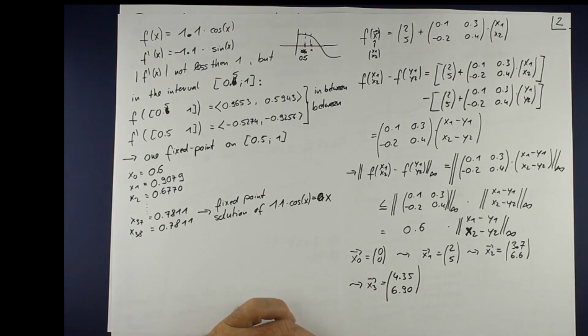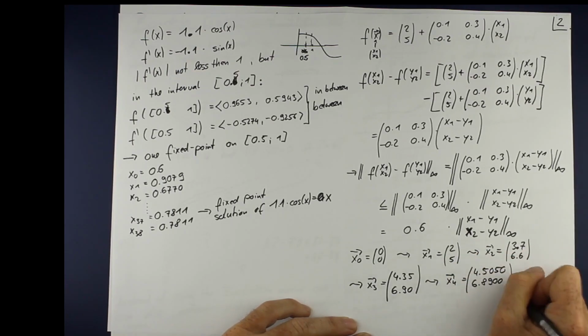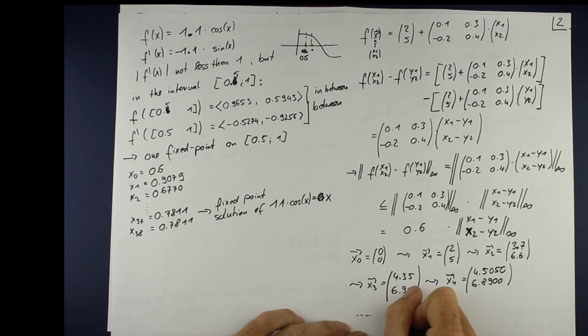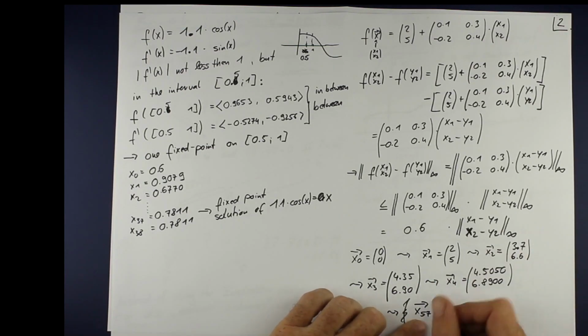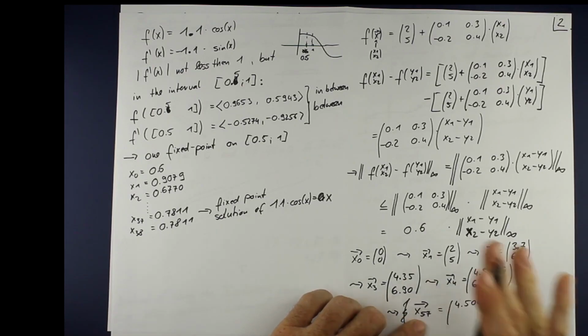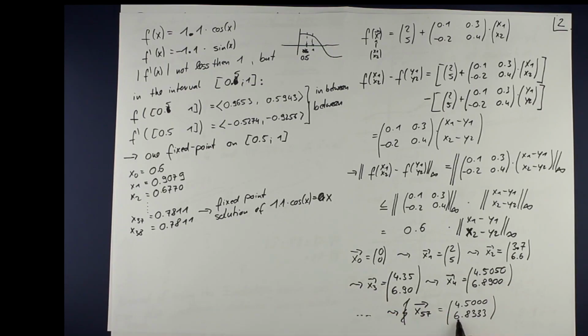And instead of doing that by hand, we can use a computer and it will tell us. After a long time, I will show you. Then we have 4.5 exactly. It seems to be exactly 4.5 and 6.8333, and this seems to be 7 minus 1 divided by 6. That's the assumption when I see these values.